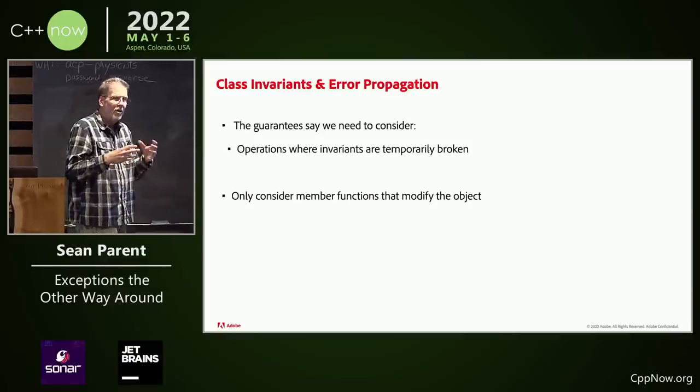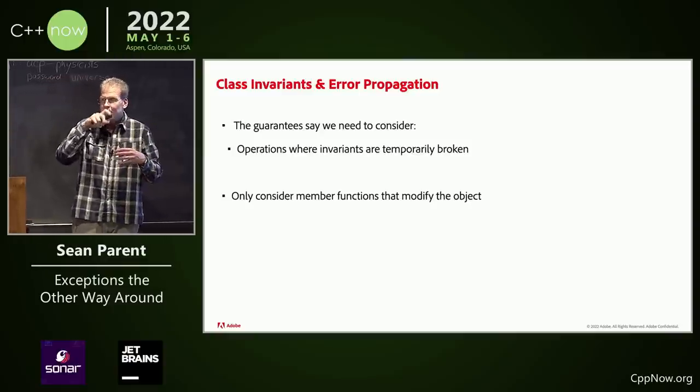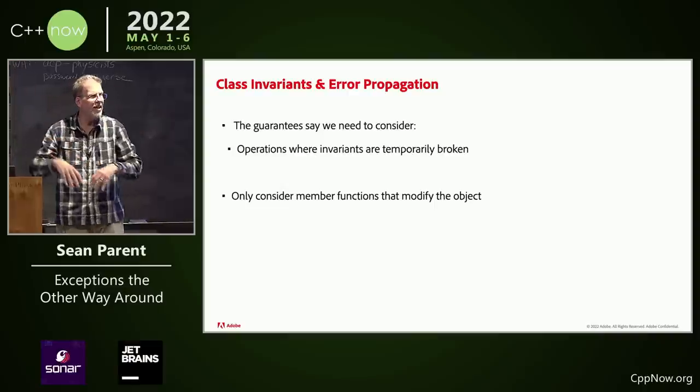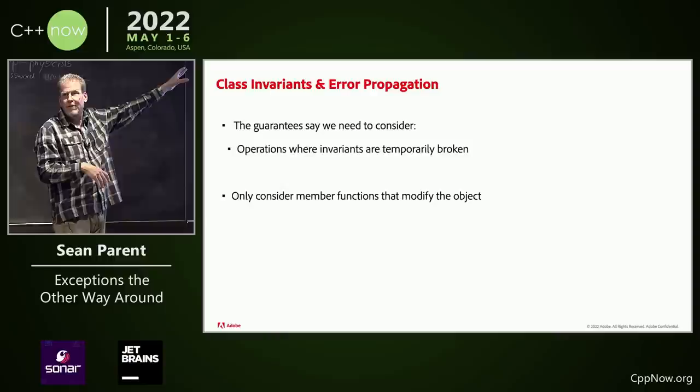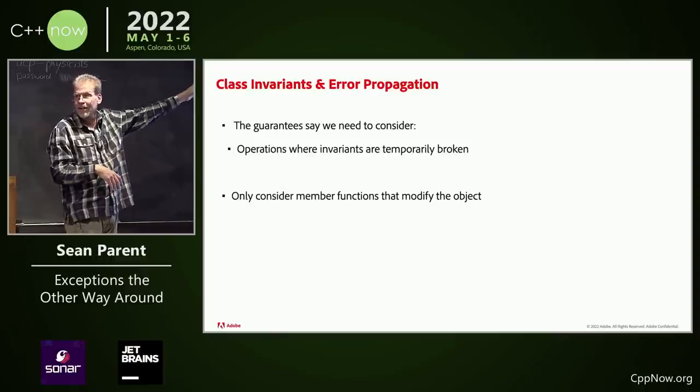So now when we're looking at a piece of code to see is it exception safe, when we go back to me looking at HPSTL, anything that's not modifying one of these things, I don't have to look at it.